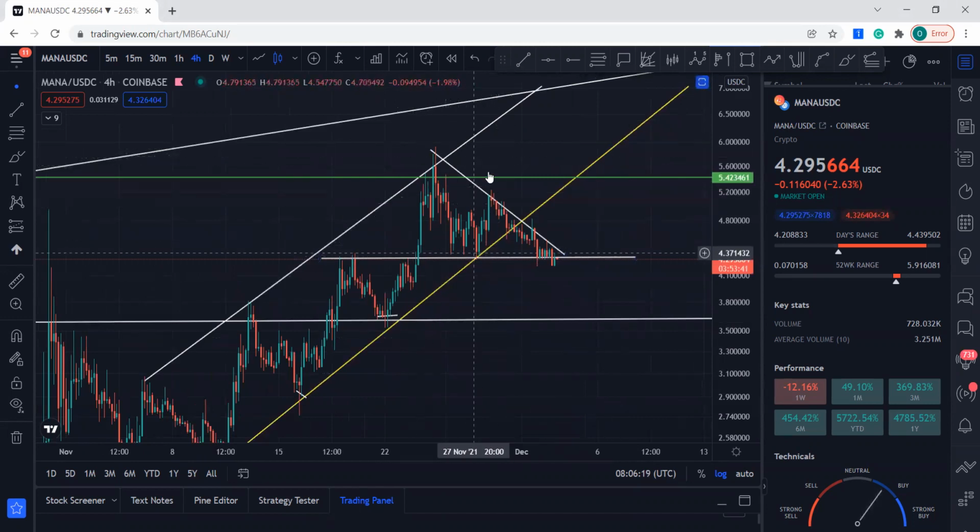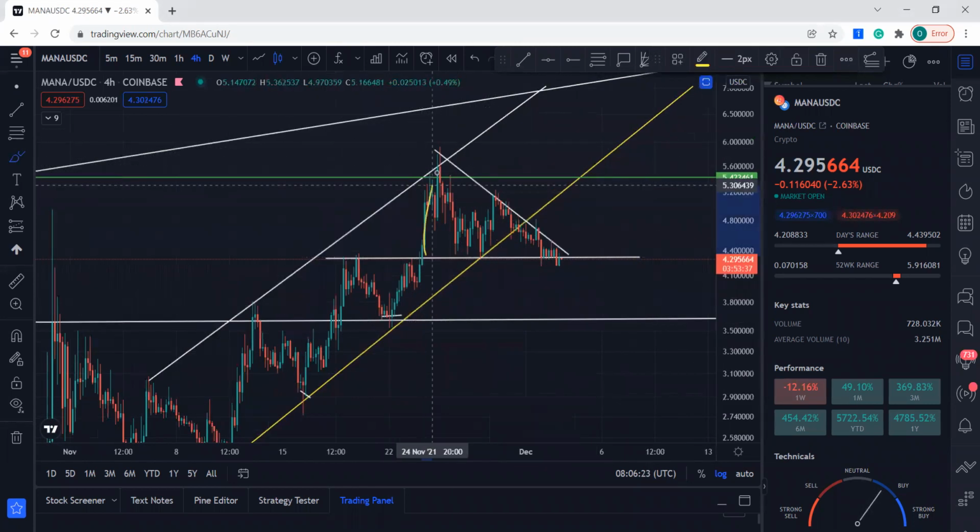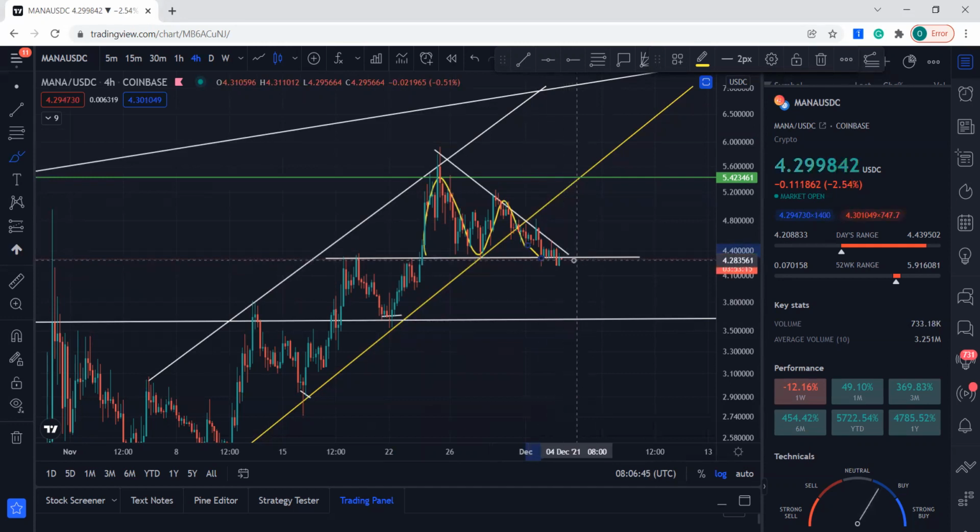Let's quickly cover Mana (Decentraland) and see what's going on. We've been in this descending triangle, playing in and out. Recently it broke this yellow support line, and then we've been going down. This is a good support for the MANA token, but it's trying to battle it out. We can see the green candle has broken to the downside, and then it's trying to retest this support now.